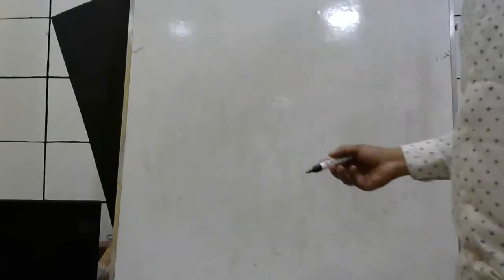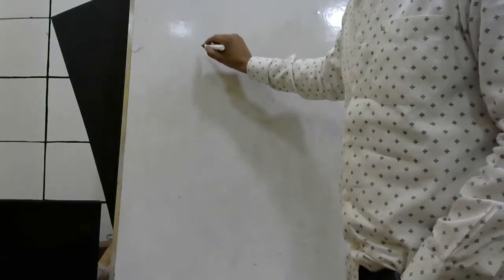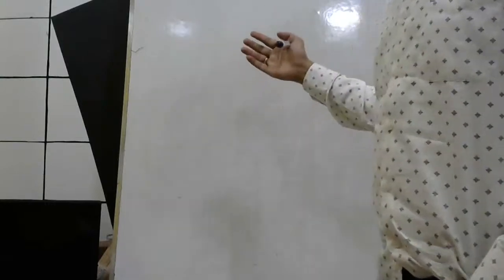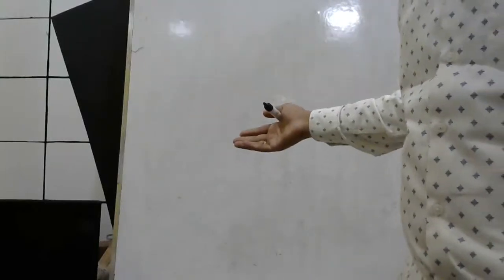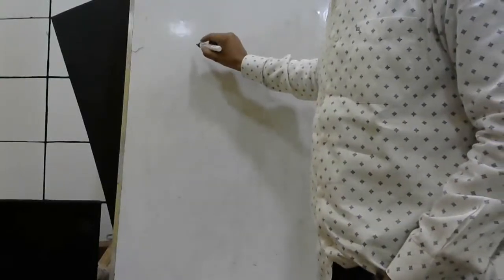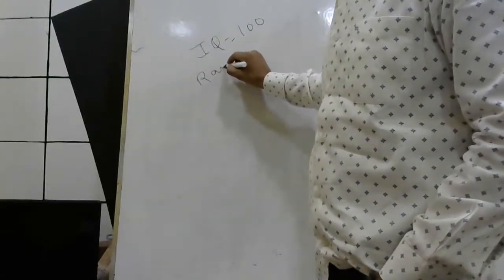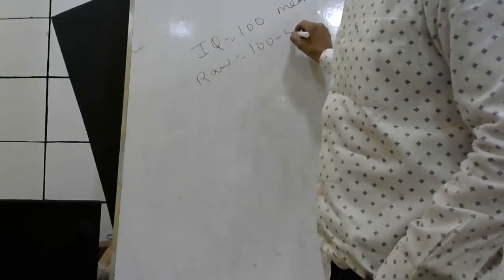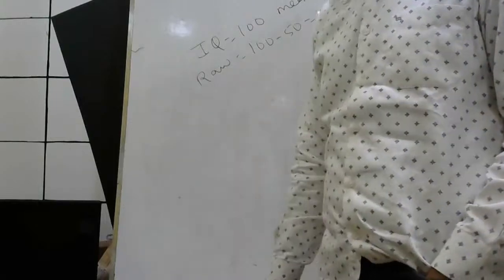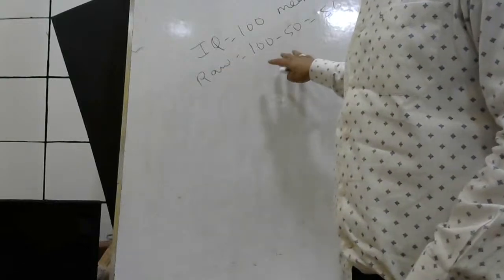Right. So how can you get 100? First of all, we need to realize that the question is asking about an IQ score of 100. Now, IQ score of 100 would mean raw score 100 minus 50, which is 50. Now this is the 50 we require.